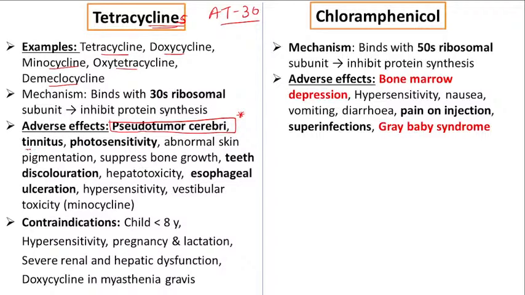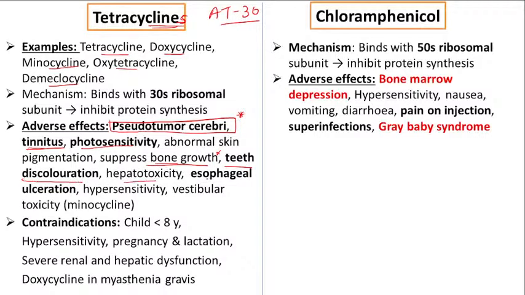Yes, they can have the capability to produce the ototoxicity. Because of that, they can produce the tinnitus. They have the photosensitivity reaction. They can suppress the bone growth. And इसी वजह से हम children में नहीं देते, specifically below the age of 8. We are not giving the drug to the children. And teeth discoloration होता है इसकी वजह से, वो भी हम देखते हैं इसमें.